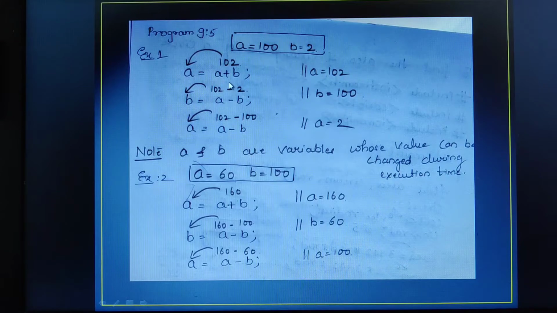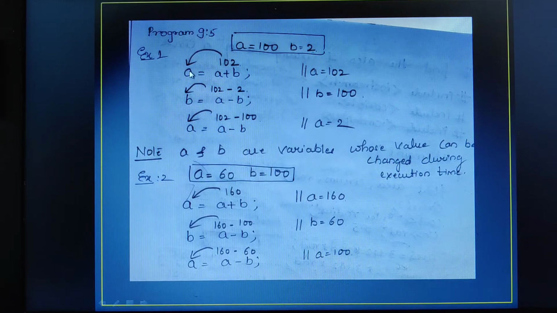Look at the first instruction. What is the value of A here? First step is I have to do the addition and store the new value in the variable known as A. So what is the value of A here? A value is 100 plus B value is 2. So the new value of A, 102, will be moved into the variable known as A.